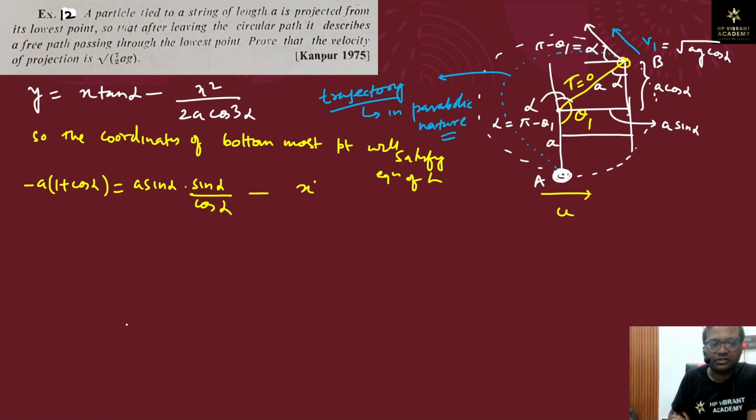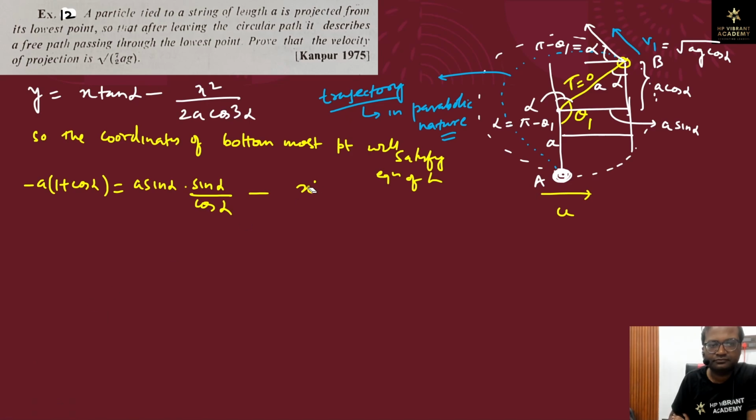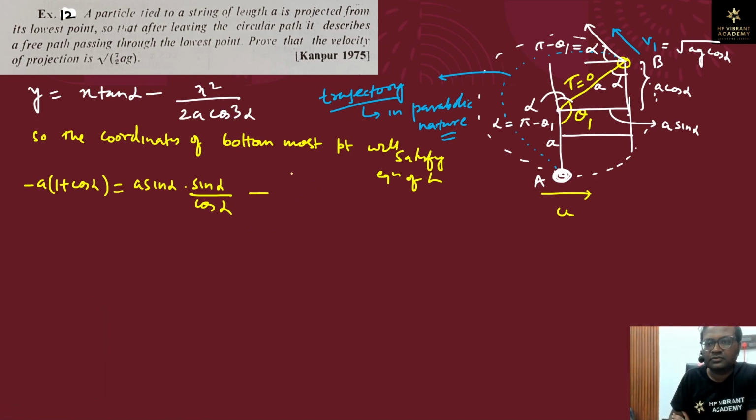Minus x is, sorry, x square is... coordinate is a sin alpha. Coordinate of bottommost point is a sin alpha, or minus a (1 plus cos). This is a square sin square alpha upon 2a into cos cube alpha.